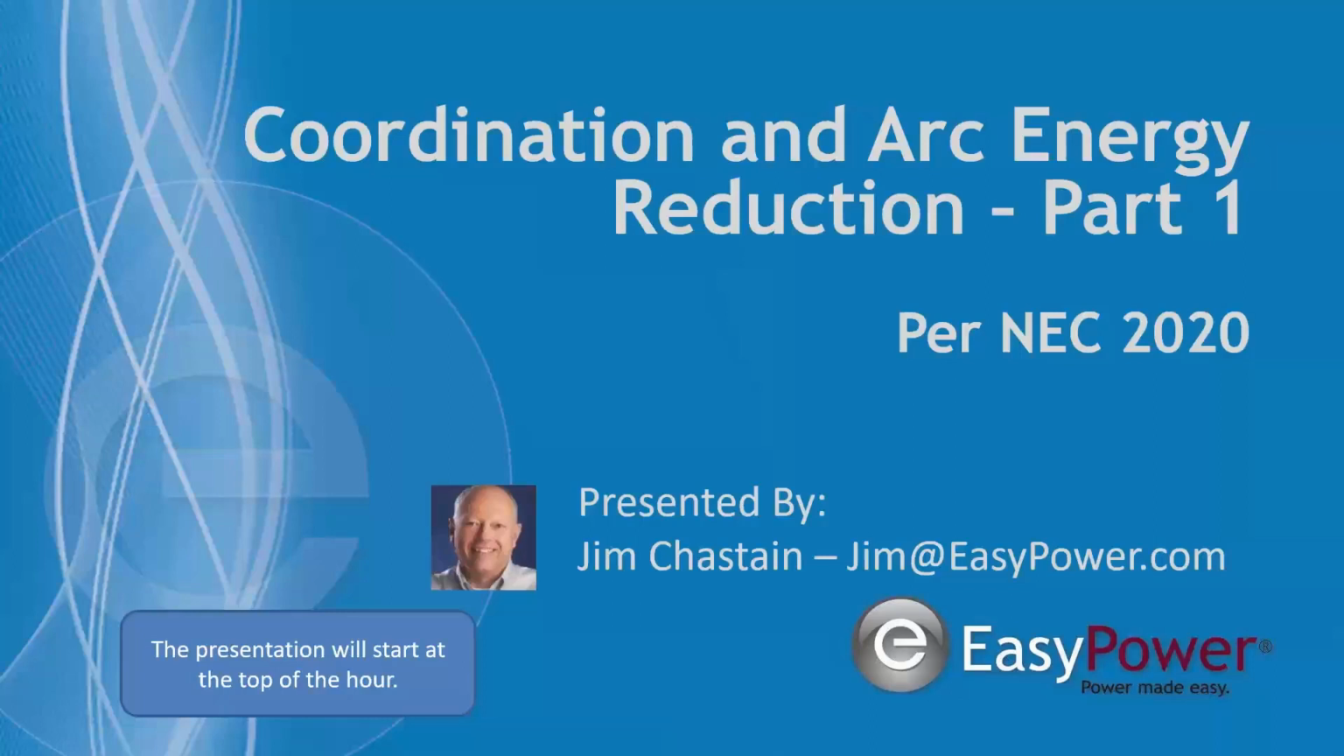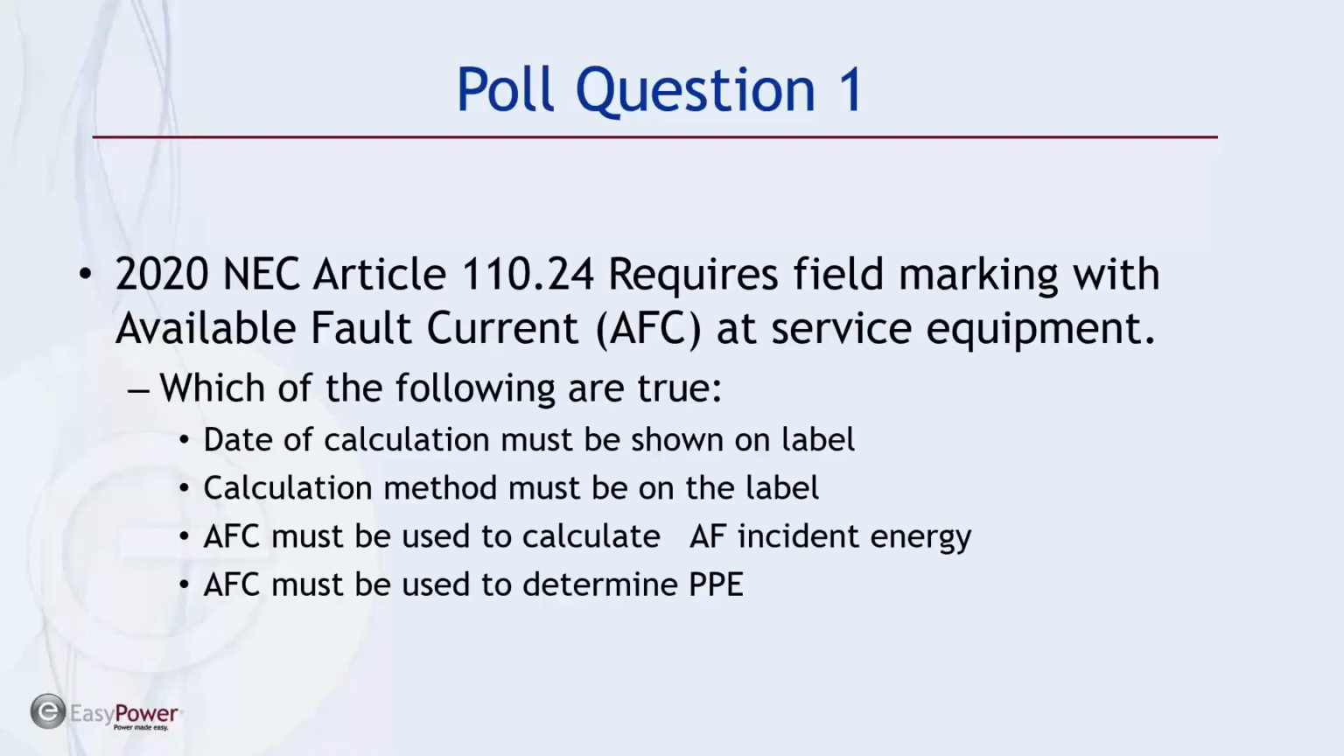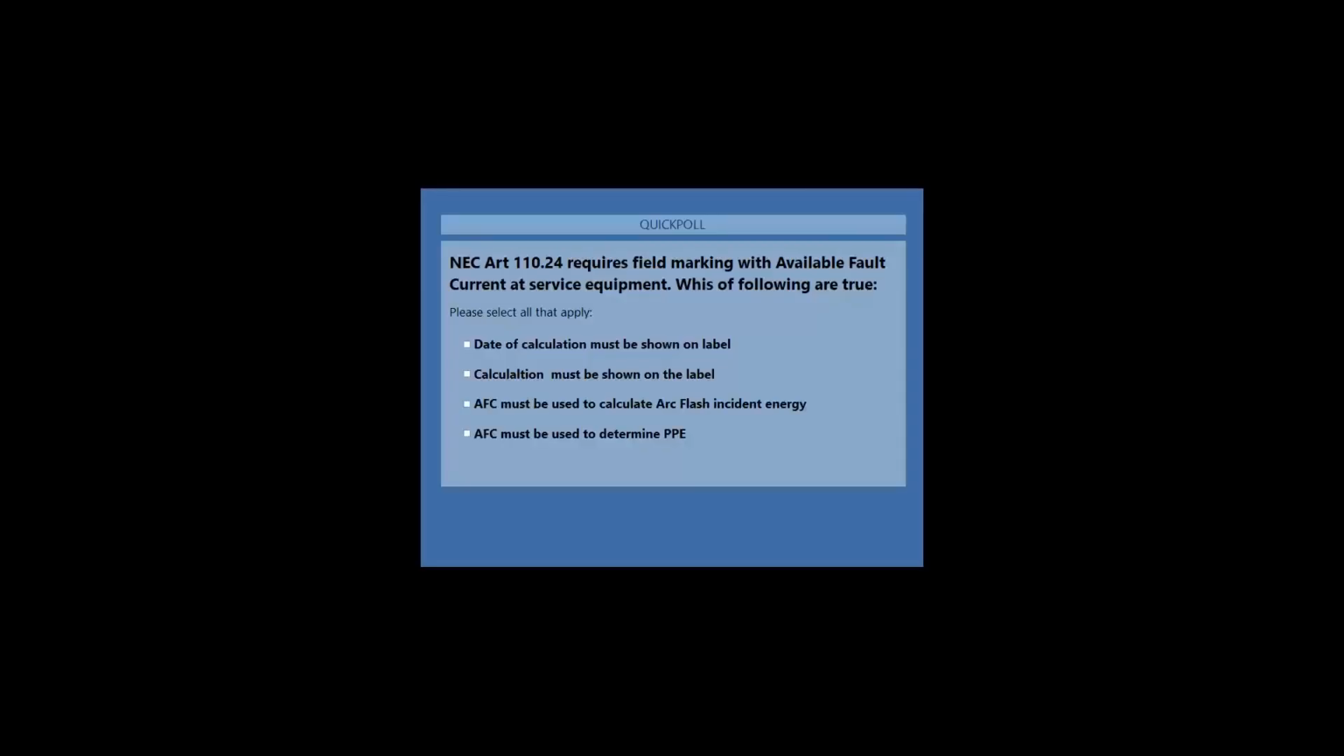Welcome to all, and with that little disclaimer, I'd like to start with my poll question, which is: the NEC Article 110.24 requires that field marking of available fault current at service equipment locations is required. And so the question is, which of the following are true? Date of the calculation method must be on the label. AFC, the available fault current, must be used to calculate the arc flash incident energy, and the available fault current must be used to determine the PPE. So let's see, check all the ones that apply or that are true. So we're going to test you here just starting off.